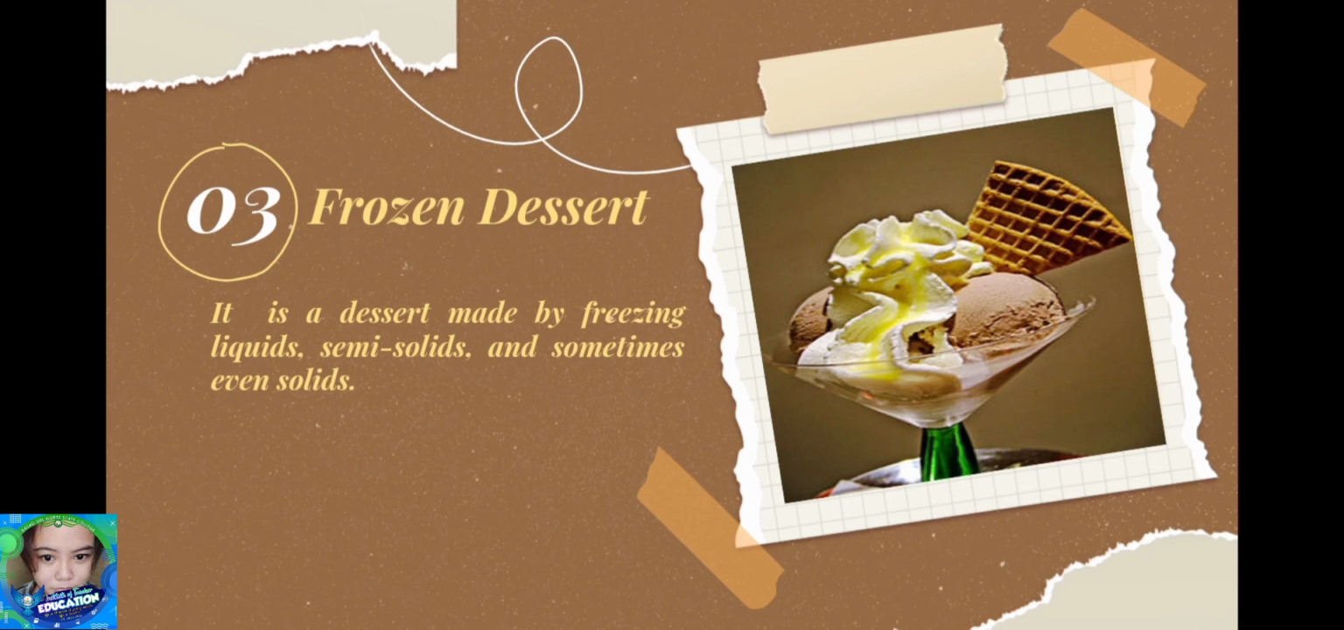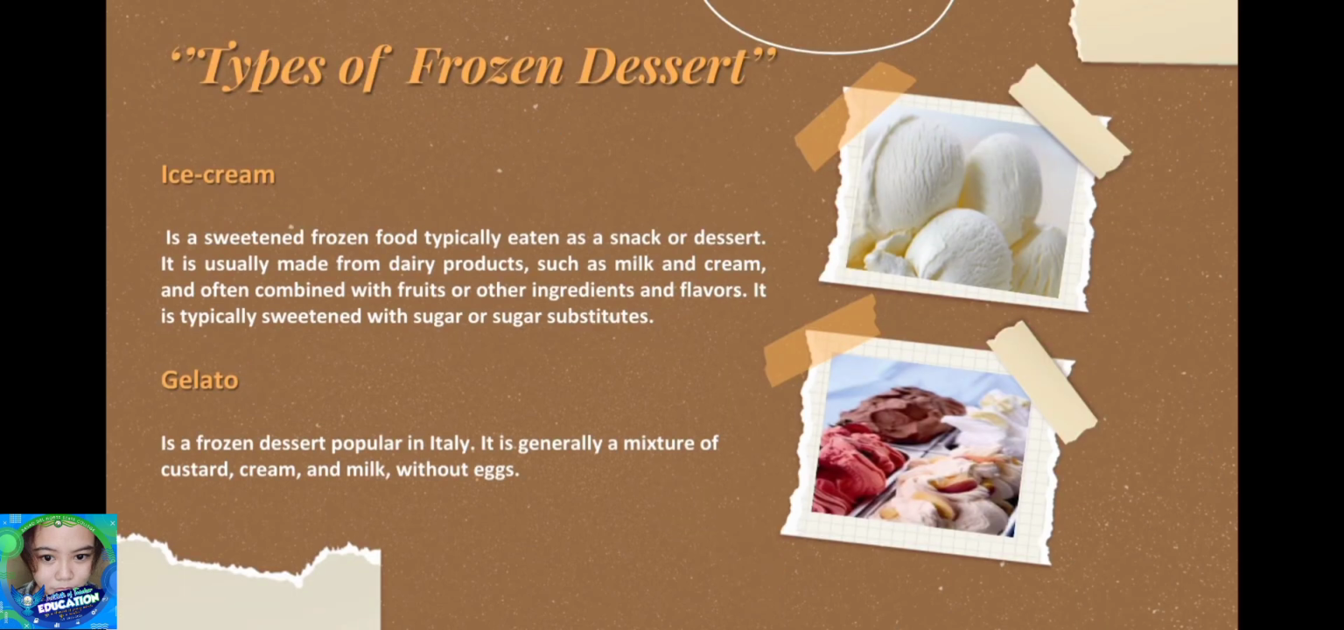So now we will go on to the last topic, which is the frozen dessert. Frozen dessert is a dessert made by freezing liquids, semi-solids, and sometimes even solids. So in short, it covers all kinds of desserts that are meant to be eaten in a frozen condition. There are several types of frozen dessert. First is the ice cream. It is a sweetened frozen food typically eaten as a snack or dessert.